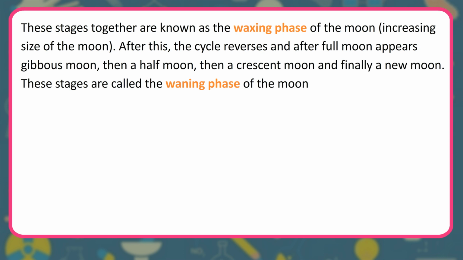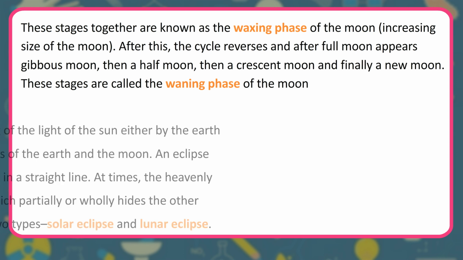After this, the cycle reverses and after full moon appears gibbous moon, then a half moon, then a crescent moon and finally a new moon. These stages are called the waning phase of the Moon.